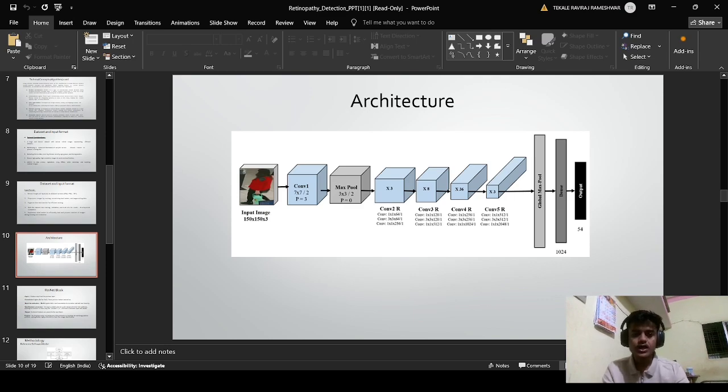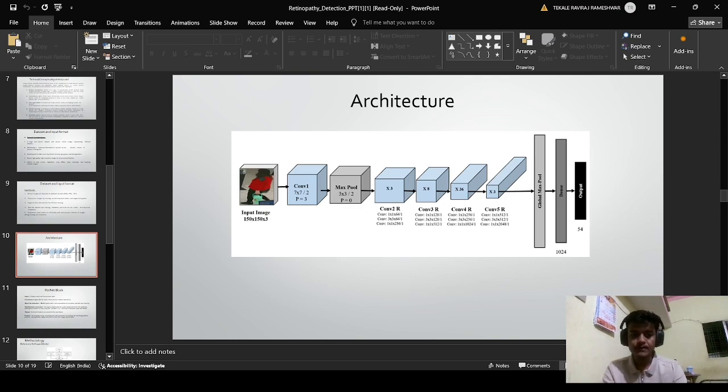Next, it will go to the convolutional layer. In the convolutional layer, these layers are basically feature extractors. The 3 by 3 filters capture patterns like blood vessels or lesions. The 1 by 1 filter is used to adjust the depth, or the number of channels, without changing the image size. Then it will go to the batch normalization and the ReLU activation function.